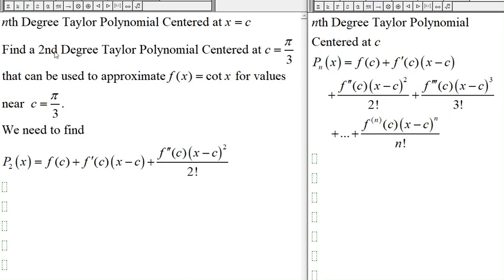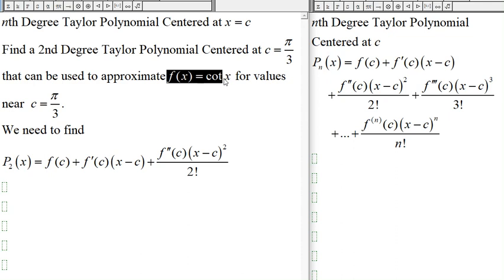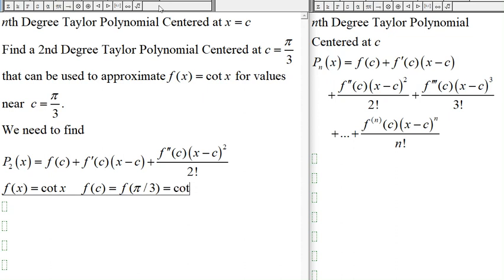Since we want a second degree polynomial, we stop with the second derivative. And so the function here is f of x equal to cotangent of x. And then now we need f of c, and this will be f of pi over 3. This is cotangent of pi over 3. And this is 1 divided by the square root of 3.